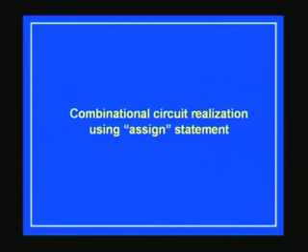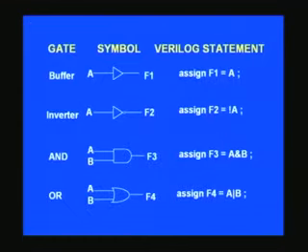So we will start with the combinational circuit using, say, simple assign statements. It is as simple as what you read there, assign, and some of the examples that we will go through are for very primitive gates as such. To start with, we would like to make a buffer. So what you have to say is, if you see the input here, it is A, and the output naturally after the buffer is once again A. So the output is F1, A is the input.